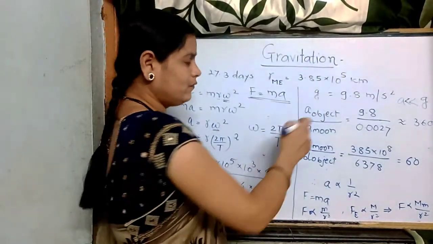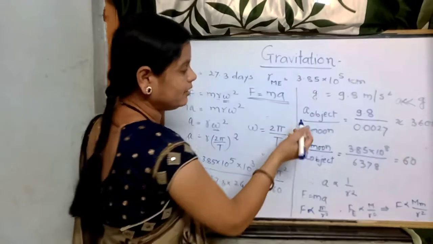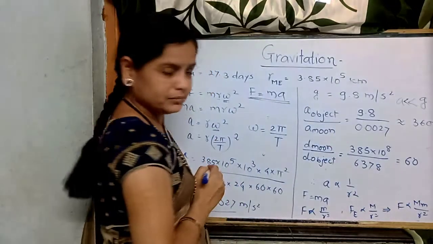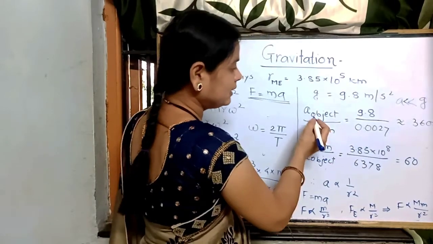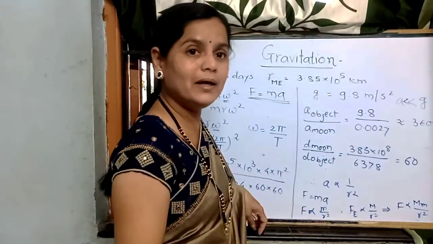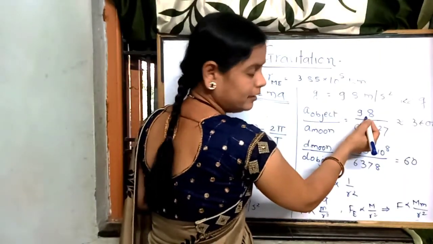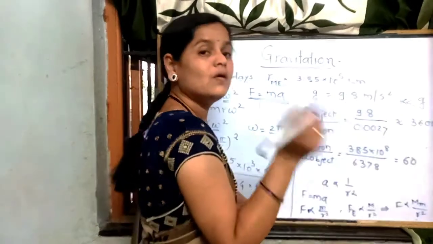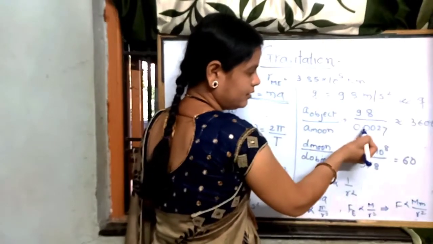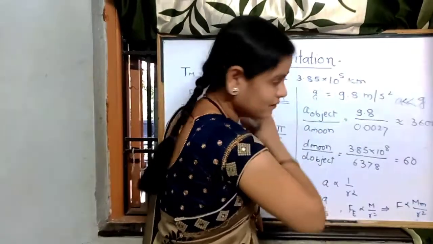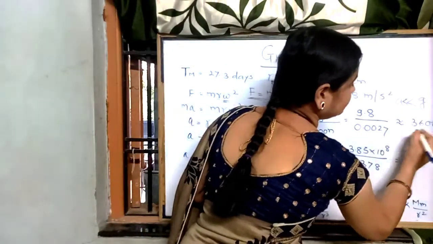Newton took this ratio while studying the acceleration of an object falling from a certain height on the surface of the earth: the acceleration felt by the object, 9.8, divided by the acceleration felt by the moon, 0.0027, and this is nearly equal to 3600. How much did this ratio come out? 3600.